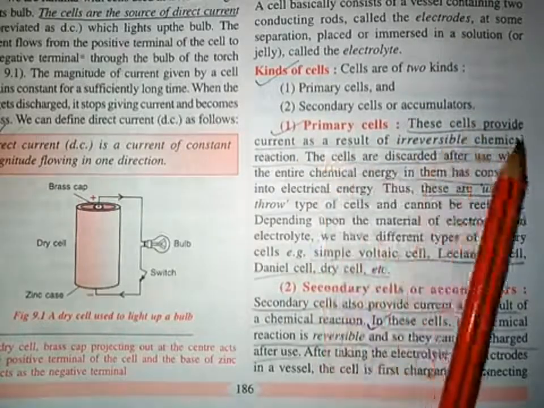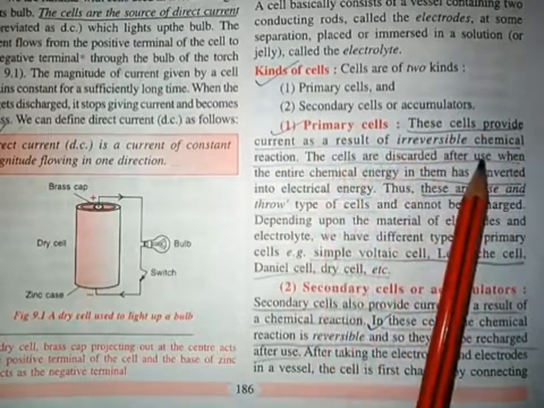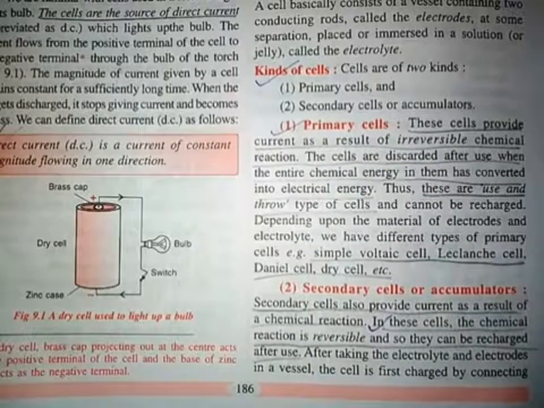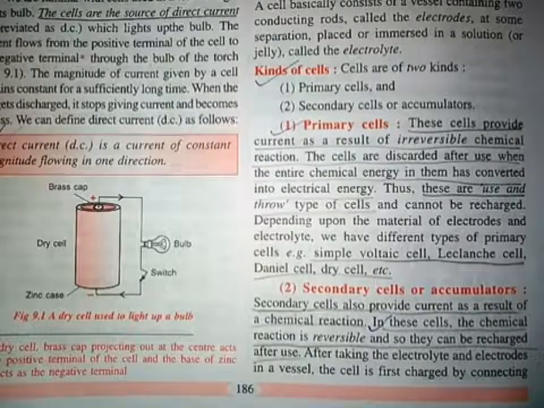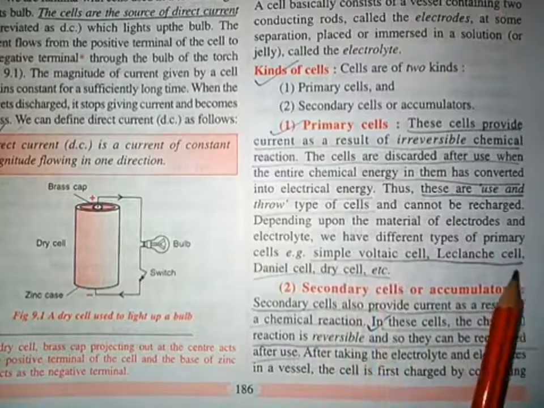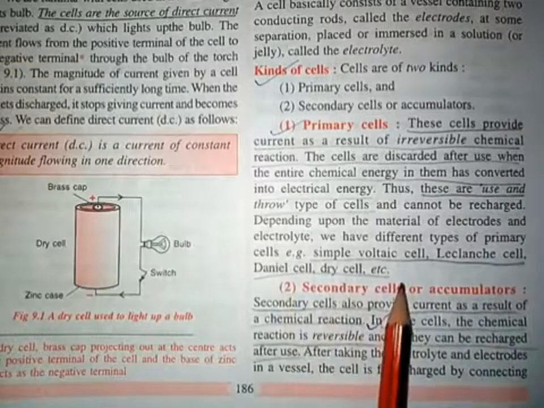Primary cells. These cells provide current as a result of irreversible chemical reactions. These are use and throw type of cells which are discarded after use when the entire chemical energy in them has converted into electrical energy. These types of cells can be used only one time. Examples of these types of cells are simple voltaic cell, Leclanché cell, Daniell cell, Dry cell, etc.